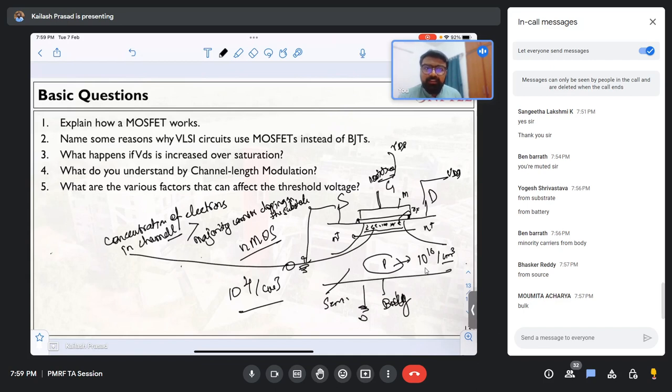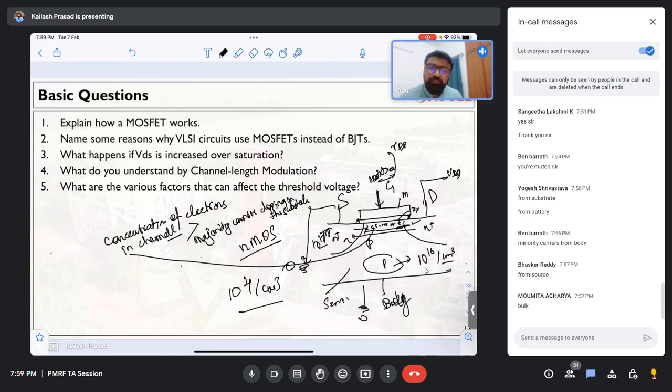Which place contains enough electrons? It is source and drain, because these are highly N plus doped, and the doping over here is 10 to the power 17 to 10 to the power 18. It contains the electrons. Whenever you apply an electric field, this PN junction gets forward biased, and the electrons start flowing. Similarly, this junction also gets forward biased and the electrons start flowing. So the answer is the electrons actually come from the source.